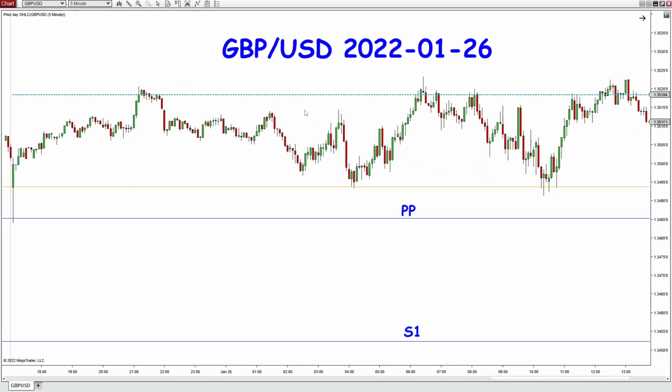This is the 5-minute chart for GBP US dollar, and we can see that after the London Open, the market is bouncing back between the previous day's high, this dotted line, and also this orange level. It reached PP previously upon the open, and it's far away from support 1. So there's also nothing particular for this GBP.